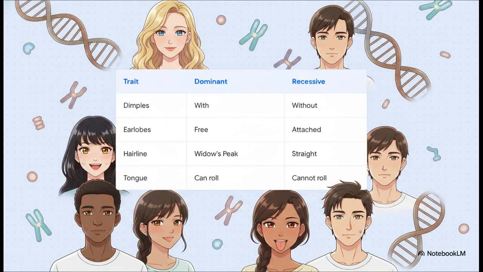All right, let's bring this right back to you. The exact same rules we just saw in peas and cows, they apply perfectly to your own body. Take a second and look at this list. Which of these traits did you order from your parents' menu? Do you have dimples? What about a widow's peak? Can you roll your tongue? These physical characteristics aren't just random. They are the direct results of the genetic alleles you were dealt.